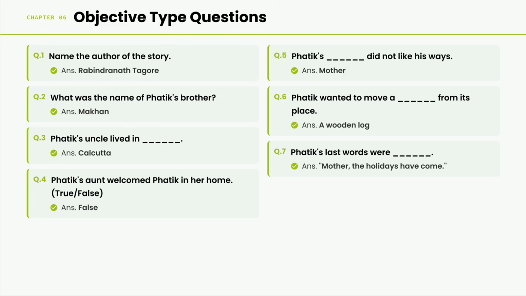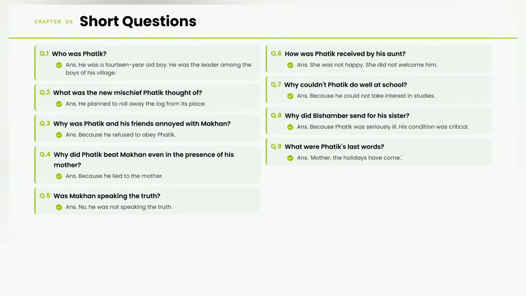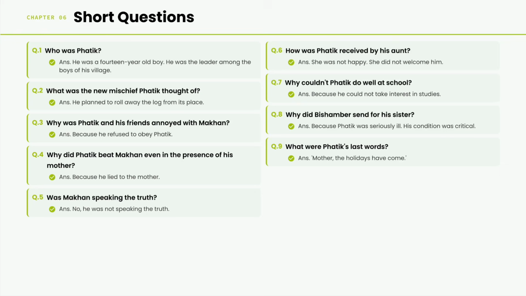Answer: Mother, the holidays have come. Short questions from chapter 6. Question 1. Who was Fatik? Answer: He was a 14-year-old boy. He was the leader among the boys of his village.